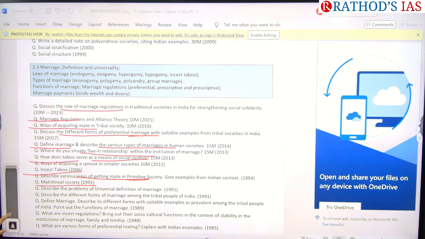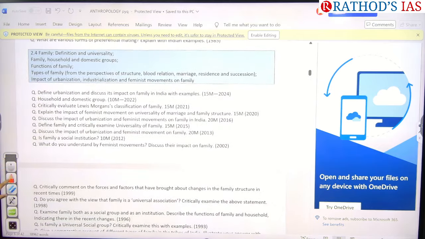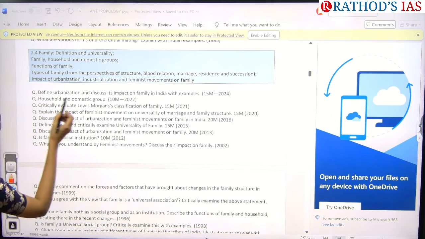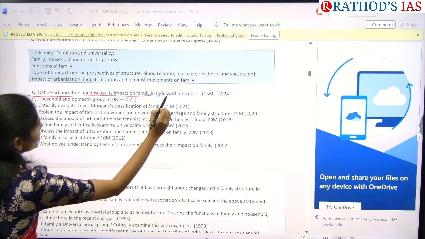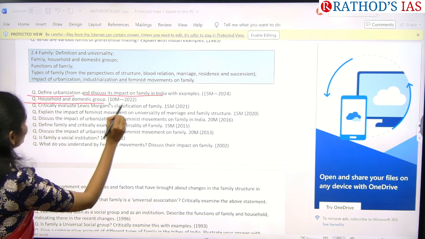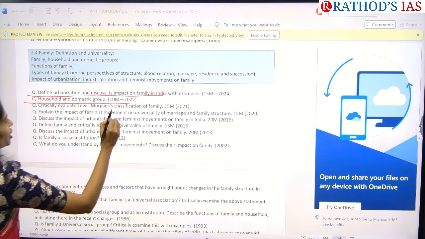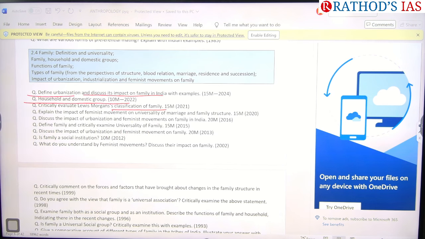Okay, and next is 2.4, that is family. They asked this question in 2024: define urbanization, discuss its impact on family in India. What is the impact of industrialization, with examples? Again you can write 4 to 5 examples with what changes happened. And next one is a question regarding household and domestic group, which is directly given in your syllabus itself. And next one is classification of family, different types of family.